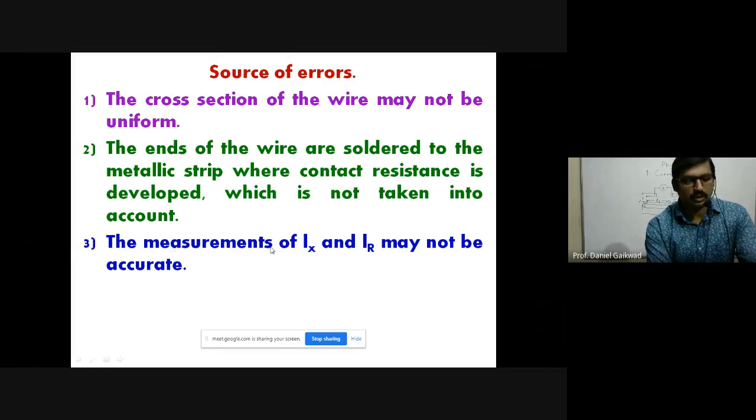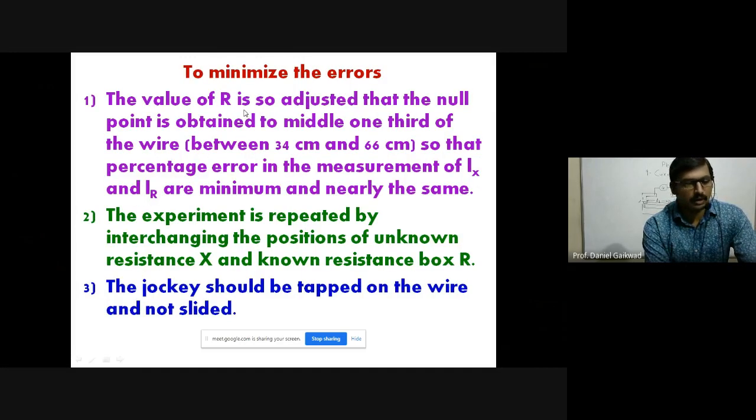Now number third is measurement of Lx and Lr may not be accurate. Sometimes the meter scale is not properly set at A point at 0 or C point at 100. They may not coincide, then there is a possibility of the error in measurement of resistance. So these are the sources of error, and how to minimize these errors we have in the next slide.